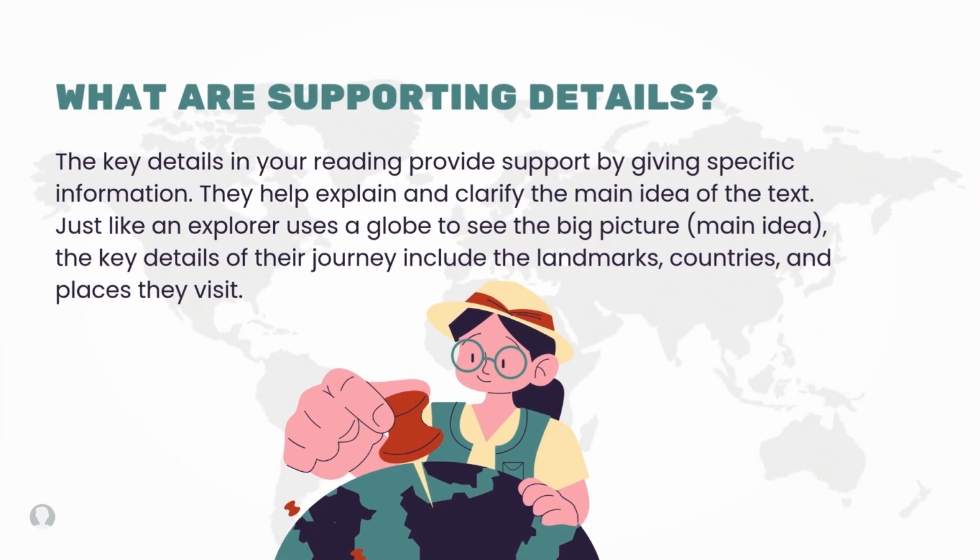What are supporting details? Another word for supporting details is key details. The key details in your reading provide support by giving specific information. They help explain and clarify the main idea of the text. Just like an explorer uses a globe to see the bigger picture, the main idea, the key details of their journey include the landmarks, countries, and places they visit.